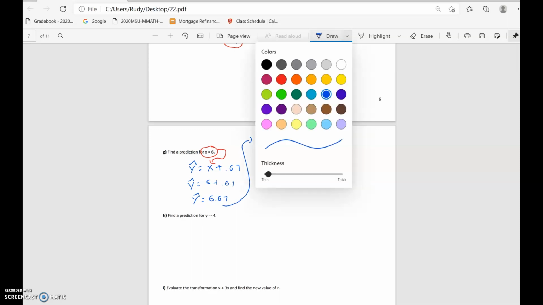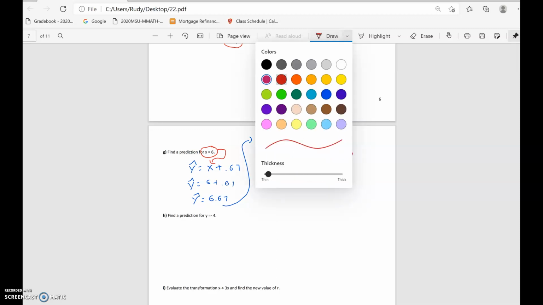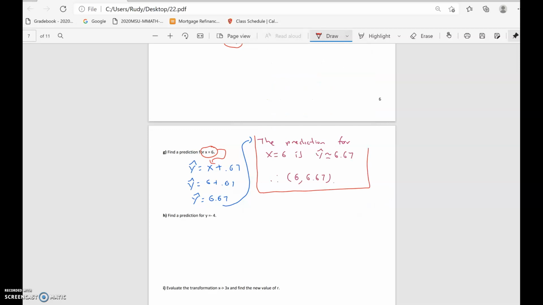And then let me rewrite it: the prediction for x is equal to 6 is y hat approximately 6.67. And we always write these as coordinate points. So (6, 6.67). Those would be our prediction. We always rewrite it as a sentence because anything that we're doing with the y hat just represents a prediction. Those are values that we don't actually have.